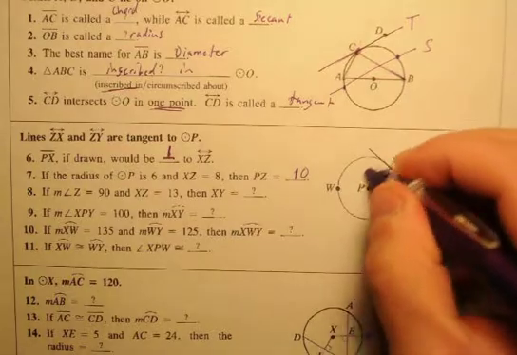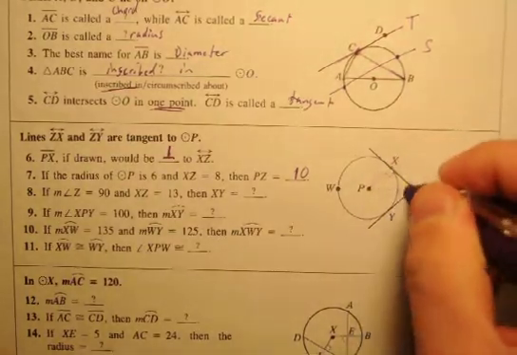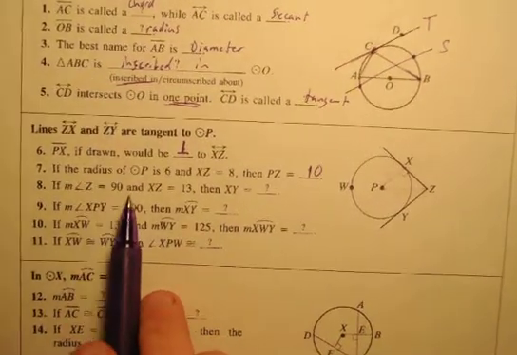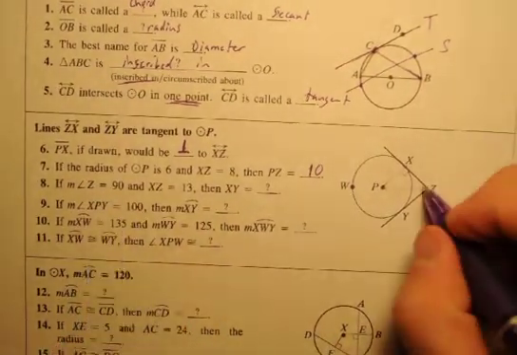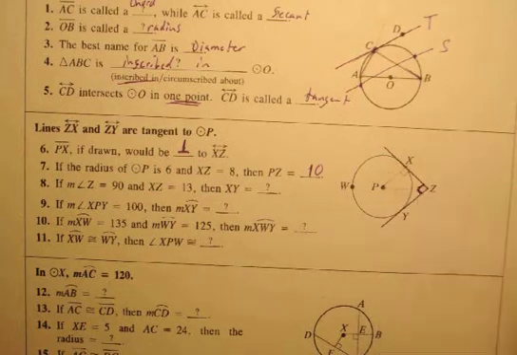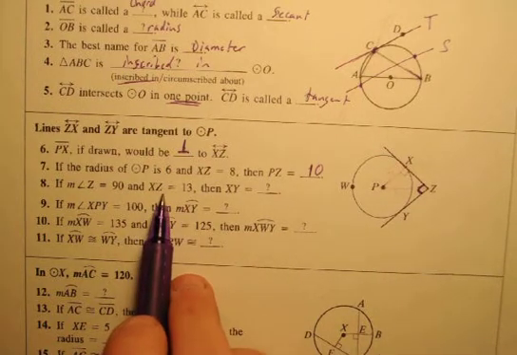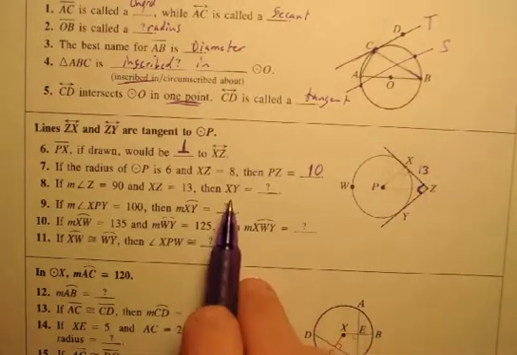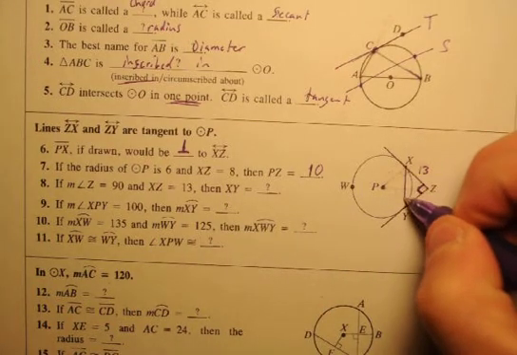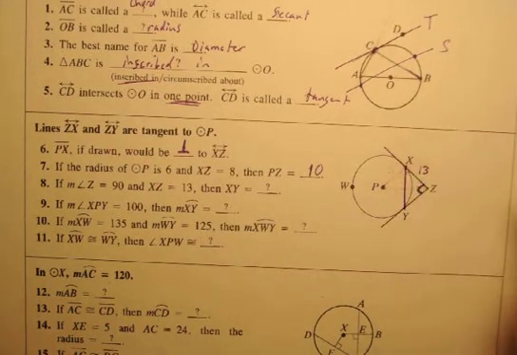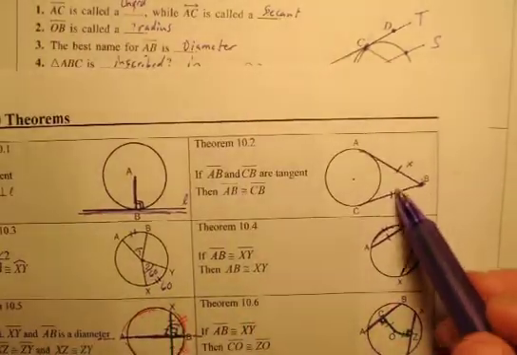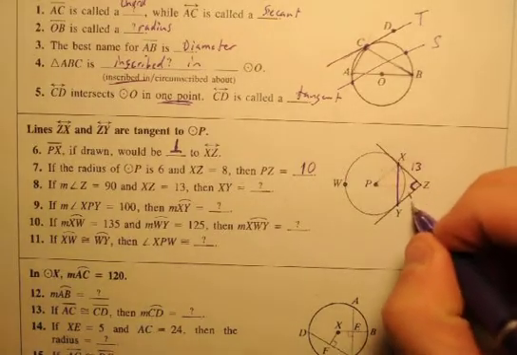Okay. These questions start over for everyone, so it's good to have an erasable thing here, kind of. Alright, it says if angle Z is 90, so if this is a 90-degree angle, and XZ is 13, then XY is what? Well, according to theorem 10.2, these two pieces here have to be the same length, which makes this also 13.